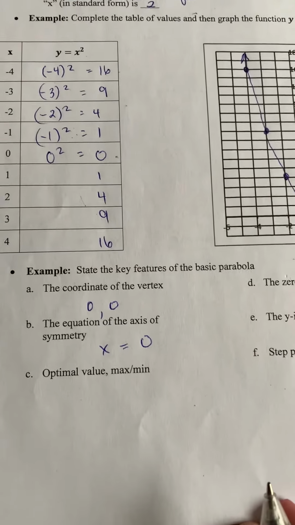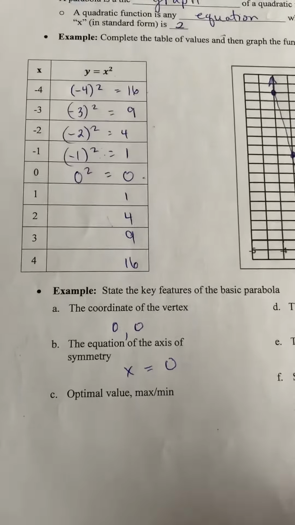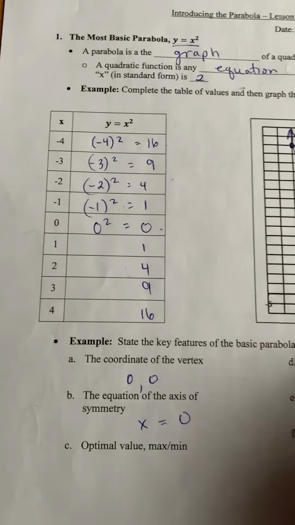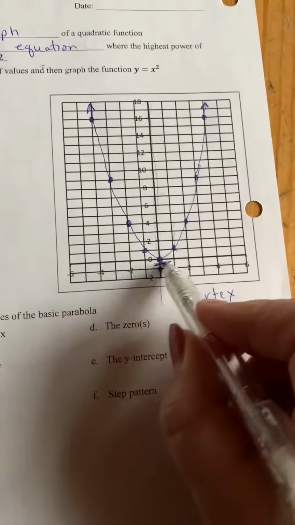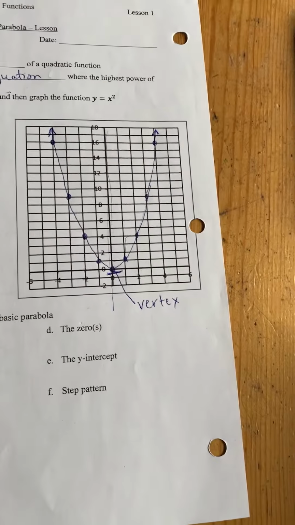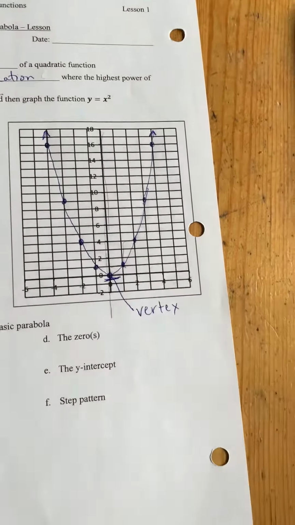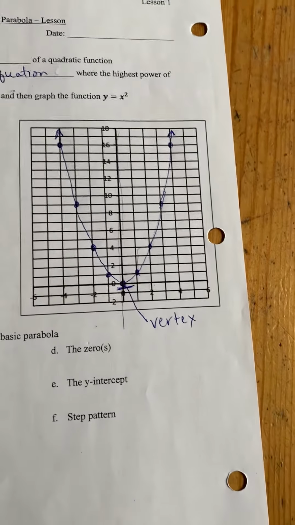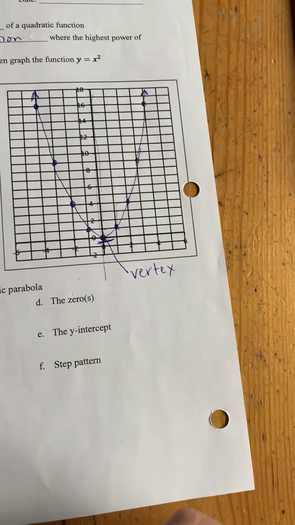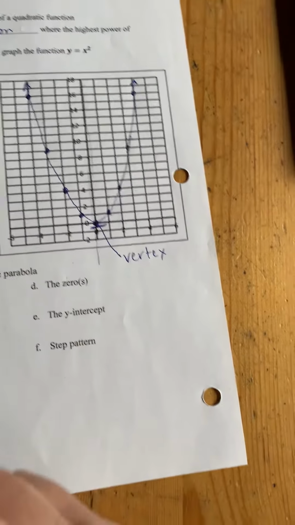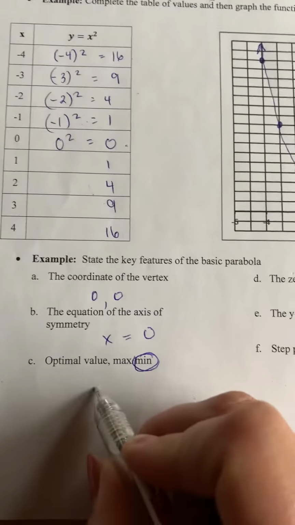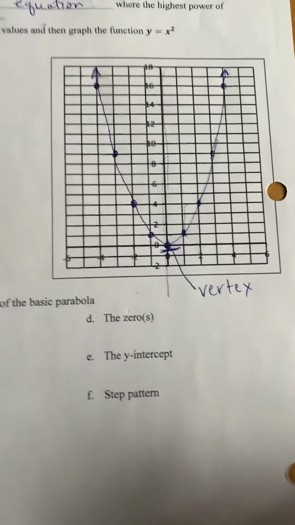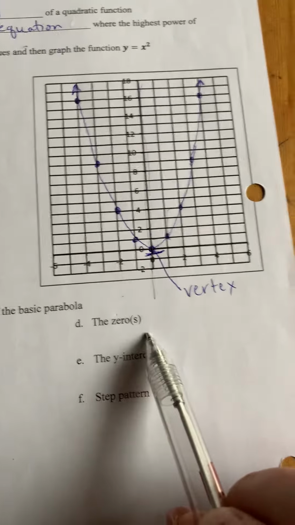The optimum value is where we say, do we have a maximum or a minimum? This is our absolute lowest value we could possibly have. We're looking at y values here, and the y value cannot go any lower than 0. So we say we have a minimum value of 0.